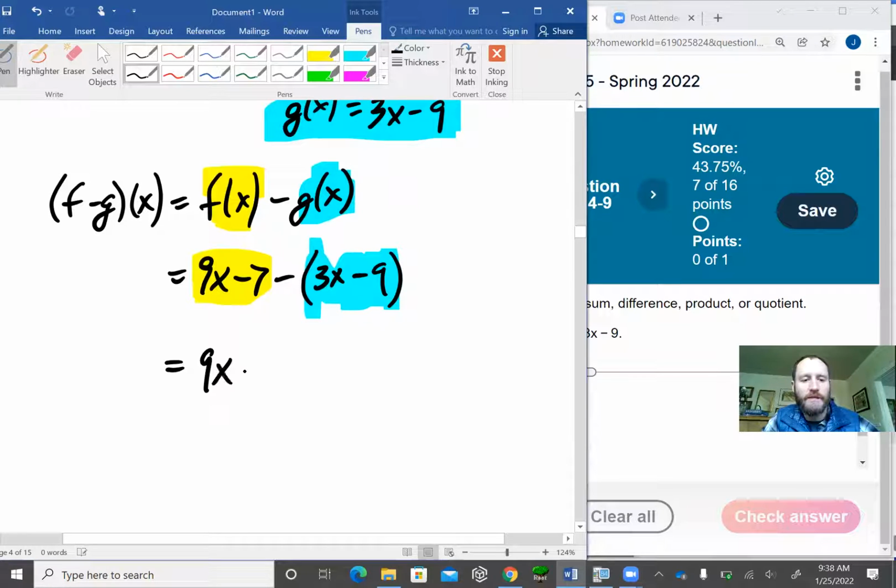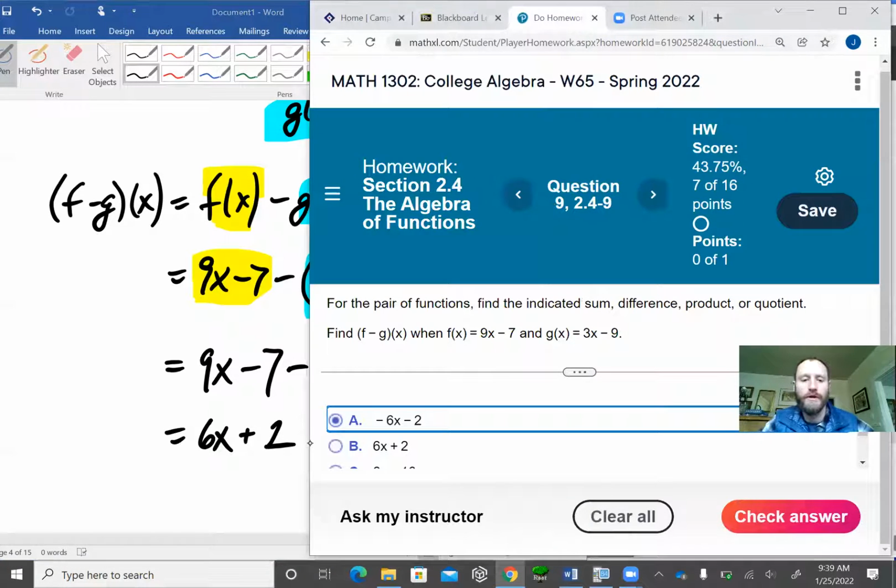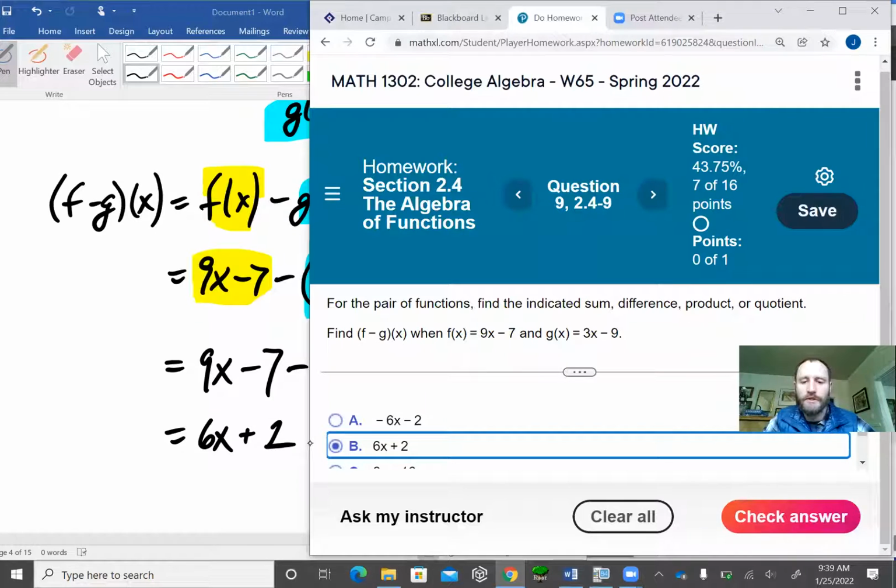So now I've got 9x minus 7 minus 3x, and then here minus 9 is plus 9, right? If you don't use parentheses, what do you end up with? You end up with 3x minus 9, and then minus 7 minus 9 you get minus 16, but really it's minus 9, which is plus 9. So here's what you should get. 9x minus 3x is 6x, minus 7 plus 9 is plus 2. So there's your new formula, 6x plus 2. Looks like that's B for me.